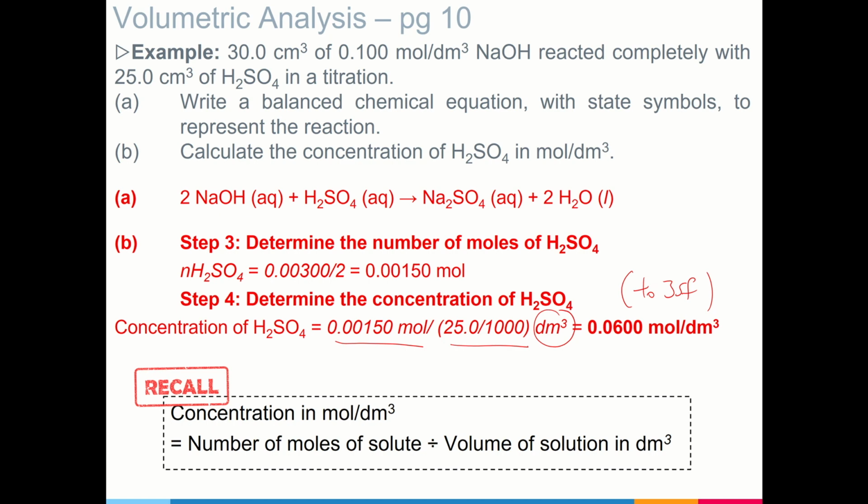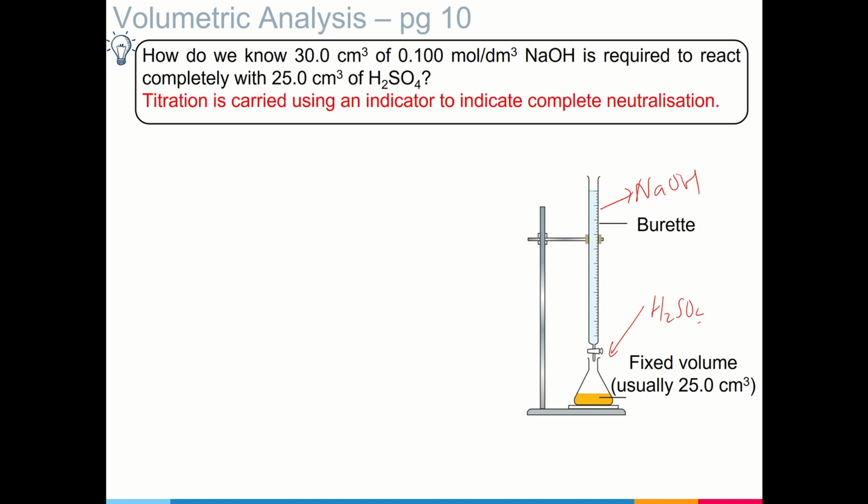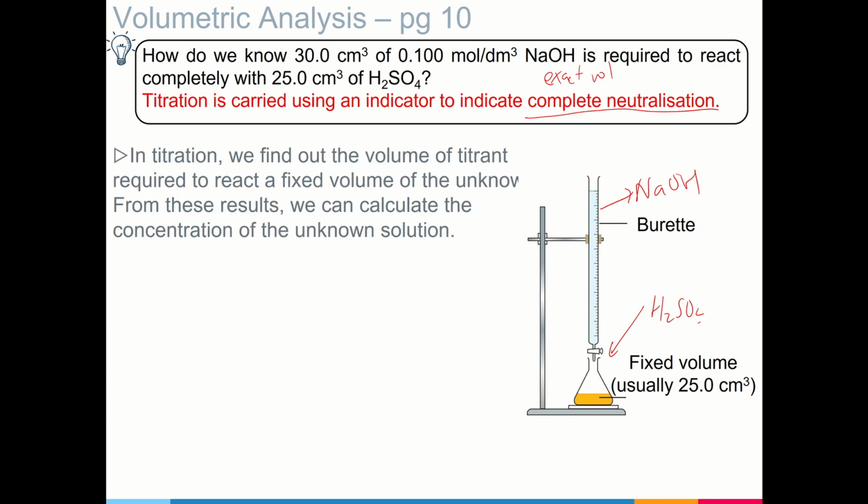Alright, question: how do we know when to stop the reaction? When I'm doing this experiment, for example, the burette has my NaOH, and the conical flask has my H2SO4. How do I know when to stop? Just now, what did I say? What do you need to add to indicate? You use an indicator to tell you that it's complete neutralization, that you added the exact volume to neutralize it. So titration tells us the volume.